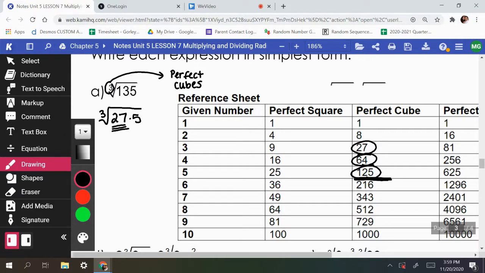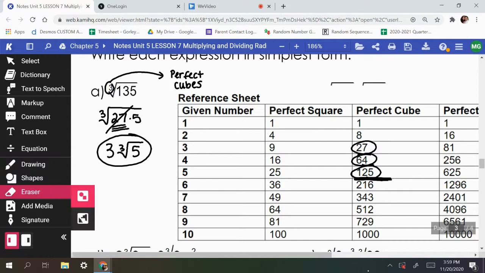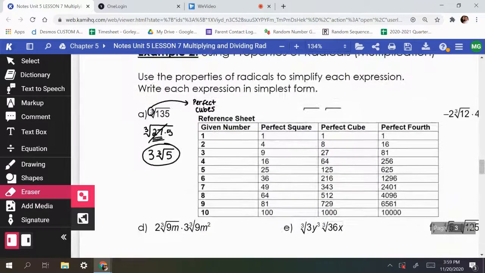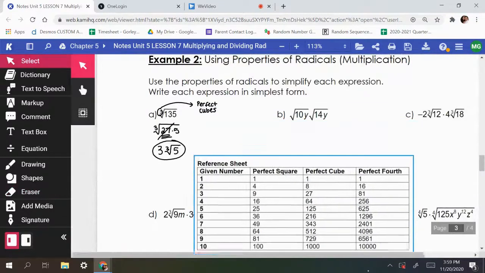So I'm going to underline it. And if I take the cube root of 27, what would that be? 3. So I'll have 3 times the cube root of 5. Okay, awesome. Let's go ahead and take a look at the next one. I'm just going to move this out of the way.